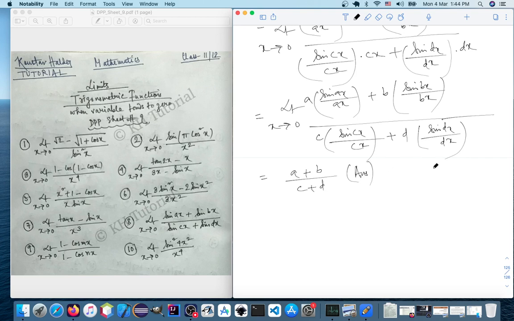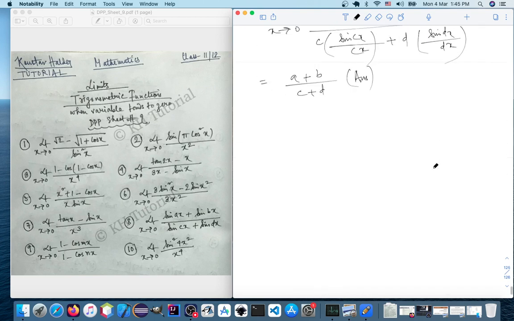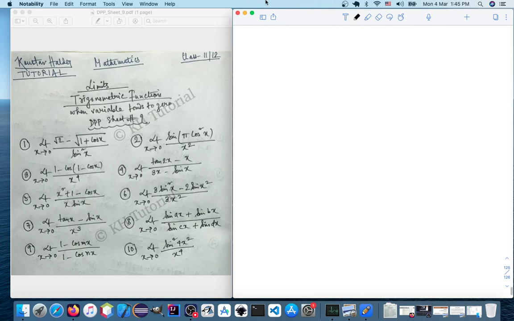Obviously, in this problem, instead of a, b, c, d, it could be any numeric value, any real numbers, and in that case, definitely c plus d should not be 0. That is assumed. Now, let's see problem number 9.